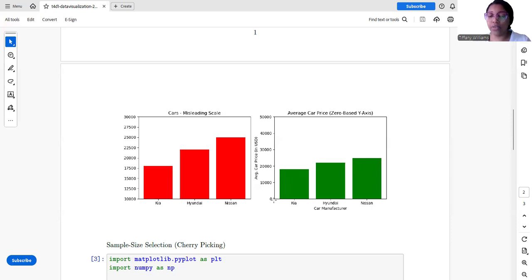On the more accurate zero base, we start the scale at 0, and it is proportionate to the data so that we can see an accurate representation of the average price of these three manufacturers.